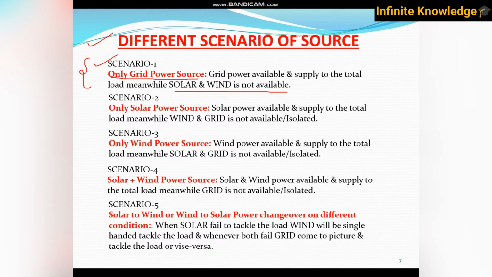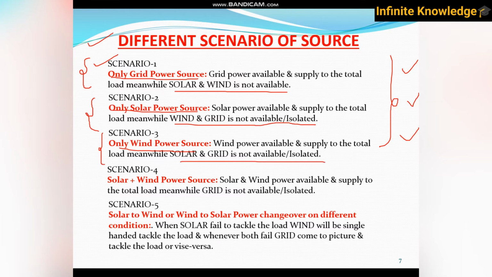What is the second scenario? Only solar power is available, and your wind and grid are not available. What is the third scenario? Only wind power is available. So here we have segregated three different sources: only grid, only solar, and only wind. At this time, only wind is available, so solar and grid are not available.